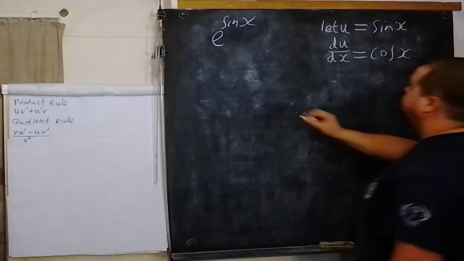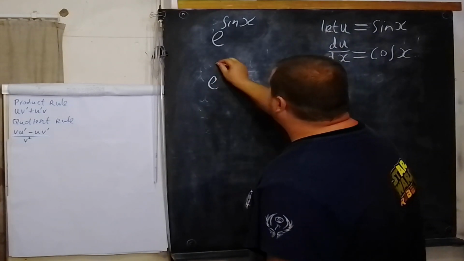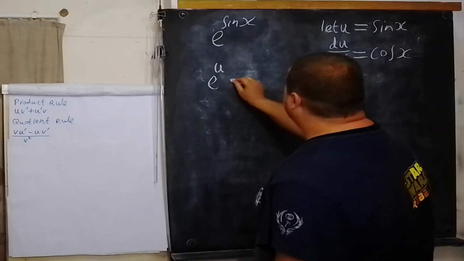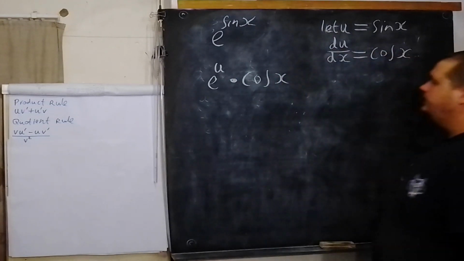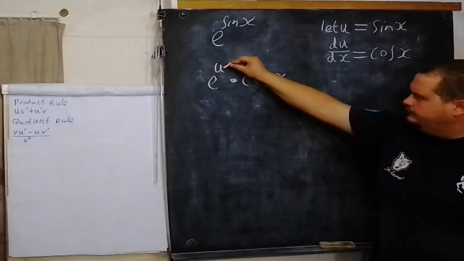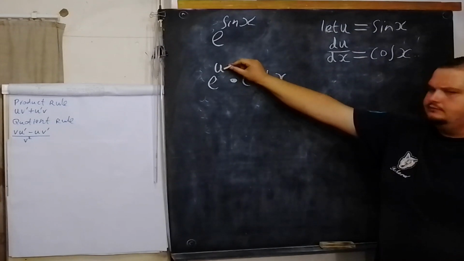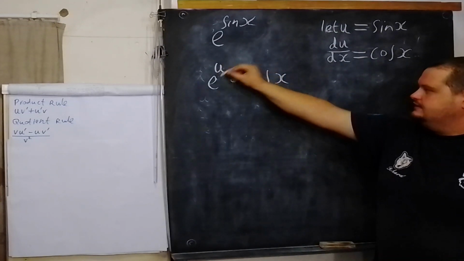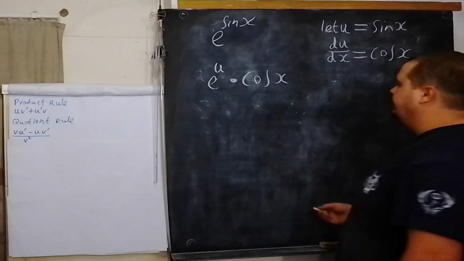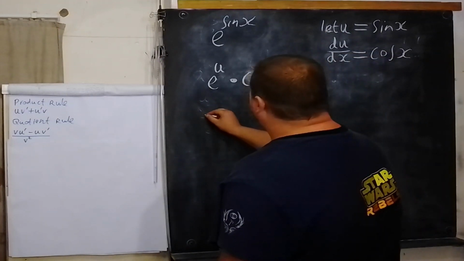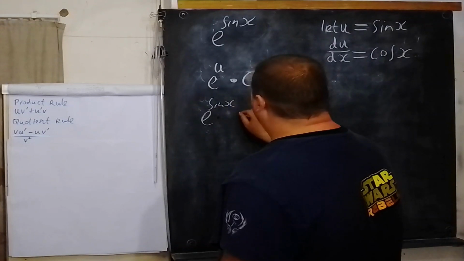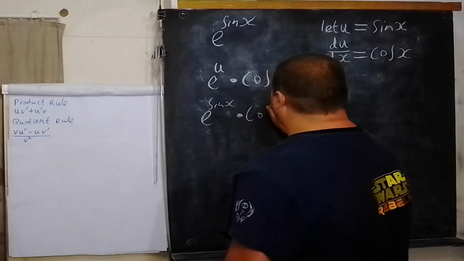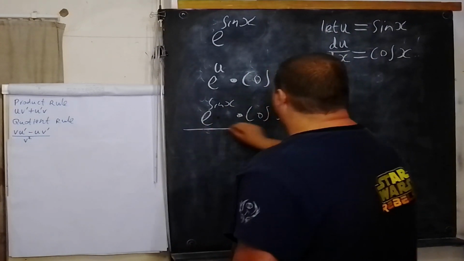Now, that is that. So, e to the u multiplied by cos x. Now, e to the whatever: this is e to the u, and e to the u stays e to the u. It doesn't change. So it's e to the sine x multiplied by cos x.